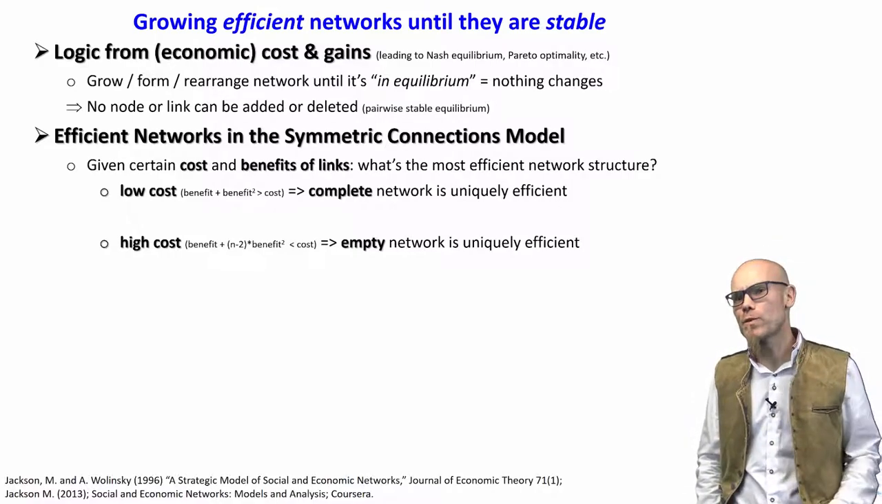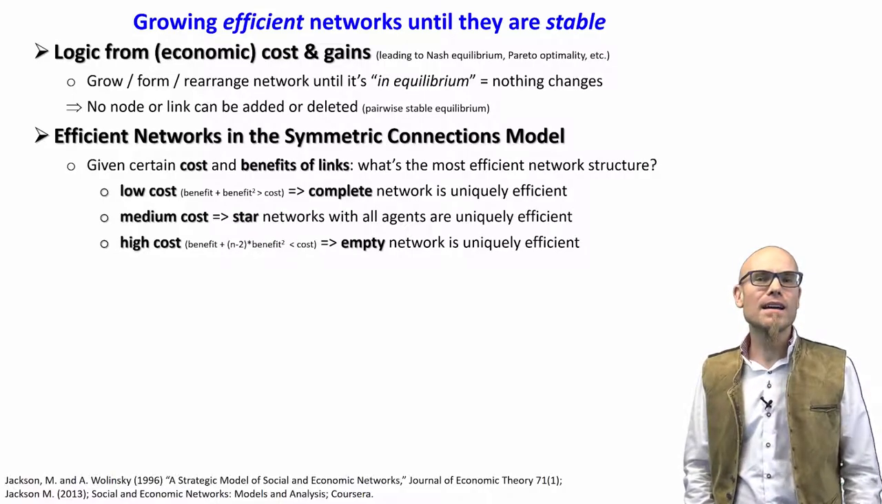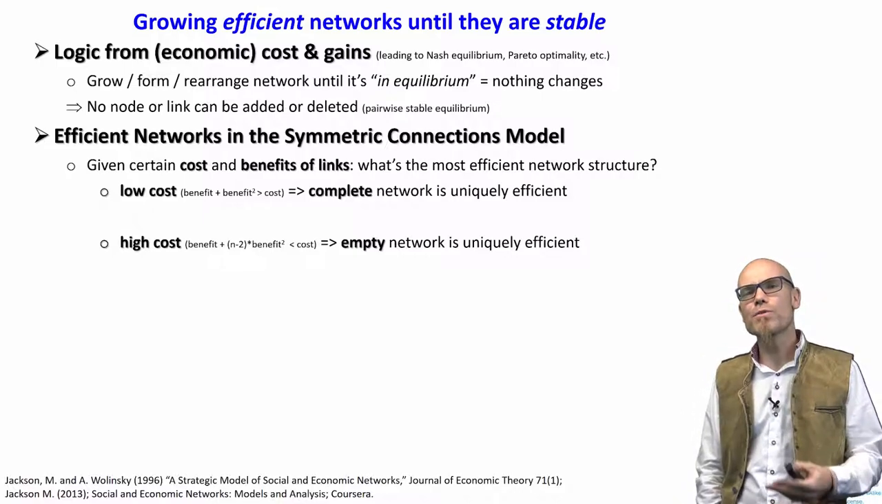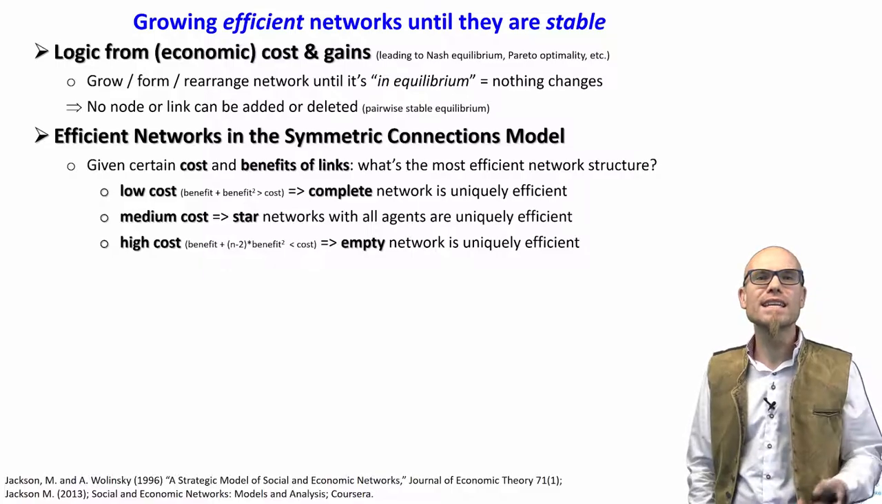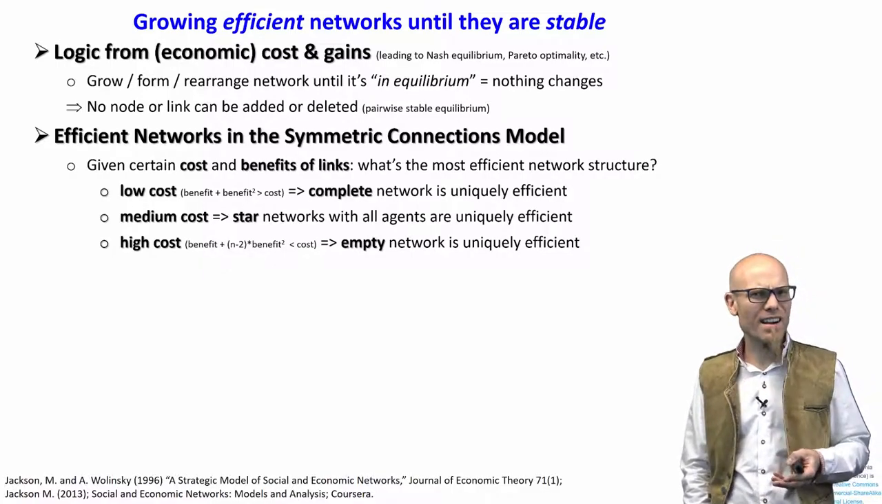What happens in between then? Usually we have something in between. There's some costs and some benefits. And it turns out that there, in general, you can come up with a star network. So the star network would be the result of being uniquely efficient. And why the star network?